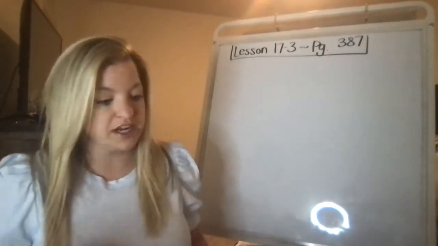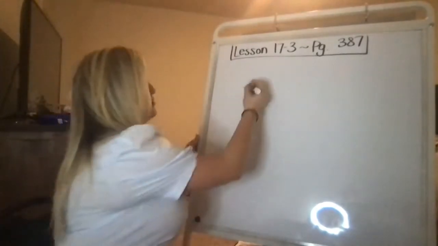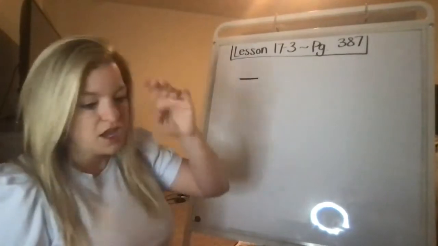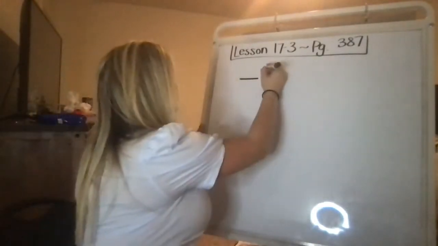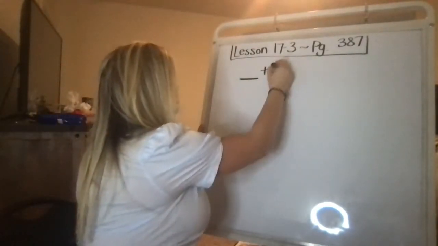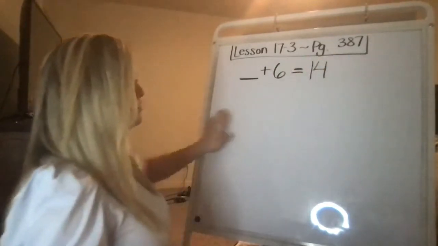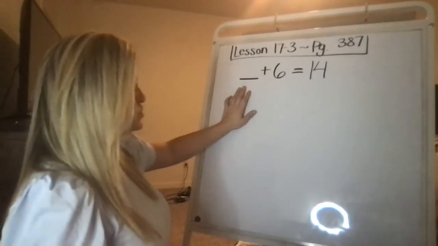So page 387 says Jody puts some lemons in a basket. We know the clue is some. Matt puts 6 more. More is a plus. Now there are 14. How many did Jody have in the basket to start?